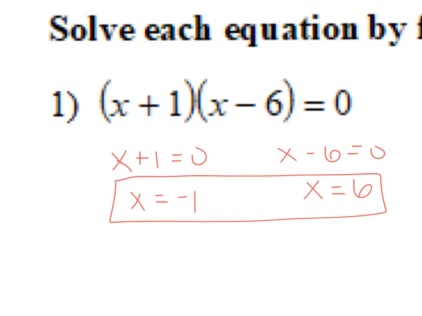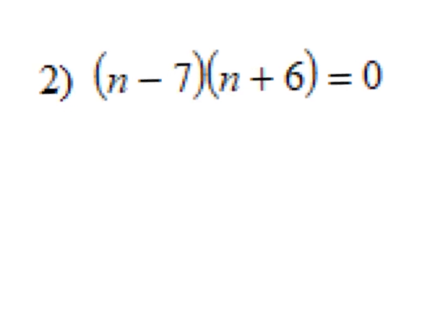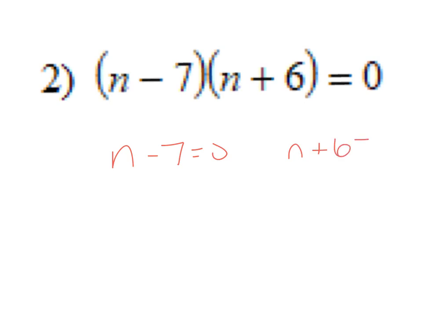solutions here. Number 2, again, loving that the parentheses are already there because that means it's already factored. So I've got n minus 7 equal to 0 and n plus 6 equal to 0. So n equals +7 and n will equal -6 when I solve those.